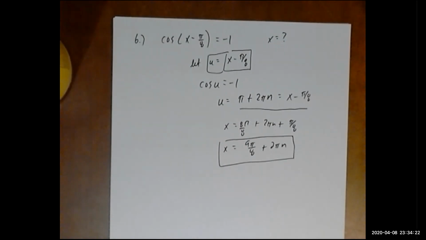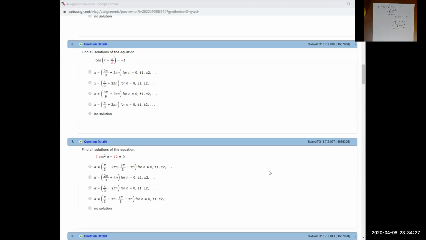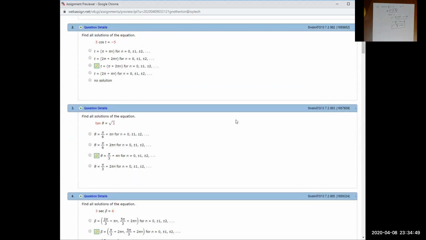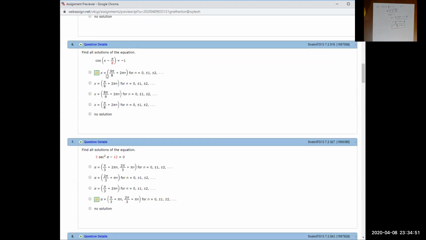So this is number 6. Maybe I'll go to number 10 and then stop and start a new video. So number 6, I'm looking for 9 pi over 8 plus 2 pi n. Here's 9 pi over 8 plus 2 pi n. Looks like the first one is what I think is correct. I go back and check. Number 6. Yep, that's correct. All right. Like I said, let's go up to number 10, then I'll take a break, give my voice a rest.